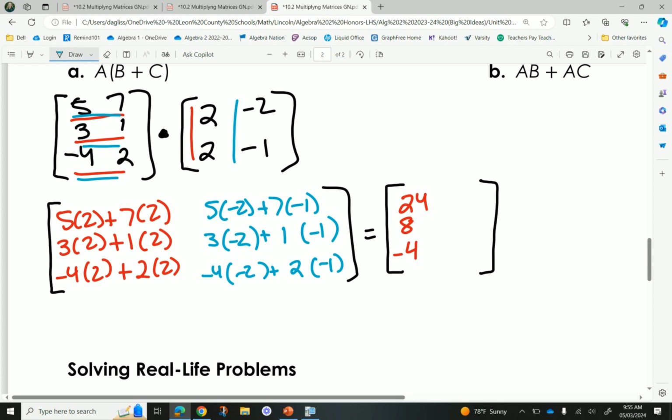Negative 10 plus negative 7. Good. Negative 6 plus negative 1. And positive 8 plus negative 2. Positive 6. Good.